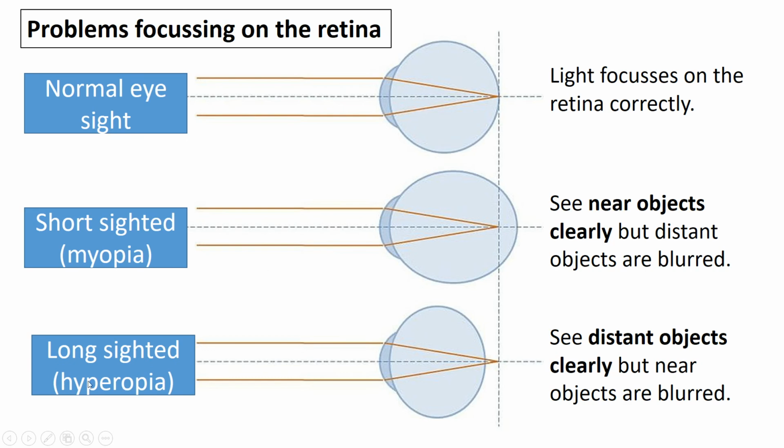In long-sighted people, which is called hyperopia, they can see distant objects clearly, but near objects become blurred. And that is because their focus on near objects is going beyond the retina. And it can be due to the shape of the eyeball, but it also can be due to things like the lens not being able to adjust properly to get the light focusing on the retina accurately.